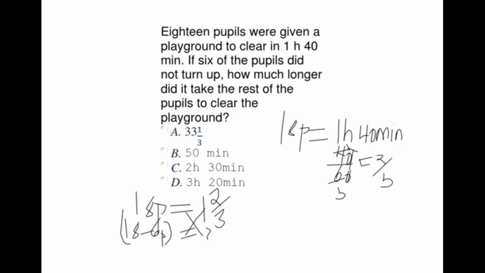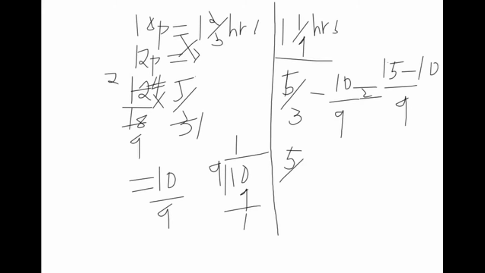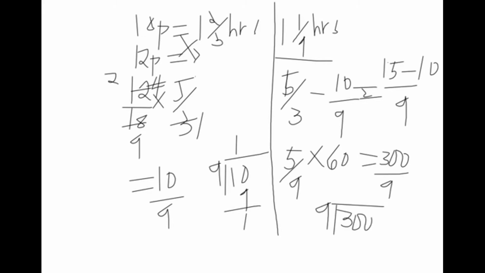it was supposed to be 1 hour 40 minutes, or 5 over 3 minus 10 over 9. The LCM is 9. So 9 divided by 3 is 3, times 5 is 15, minus 10. So we have 5 over 9 hours multiplied by 60. So we have 300 divided by 9.